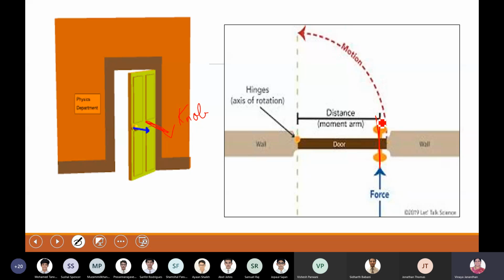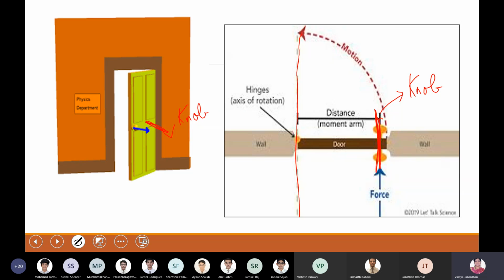So look at this diagram where I'm highlighting with a red marker. This is the knob where you're applying the force. This will be the hinges, right? The door is rotating about an axis passing through the hinges. Now your knob, where you apply your force to close or open the door, should be at one end of the door. If you decrease the distance, if you bring your knob closer to the hinges, then it will be difficult for you to open or close the door.